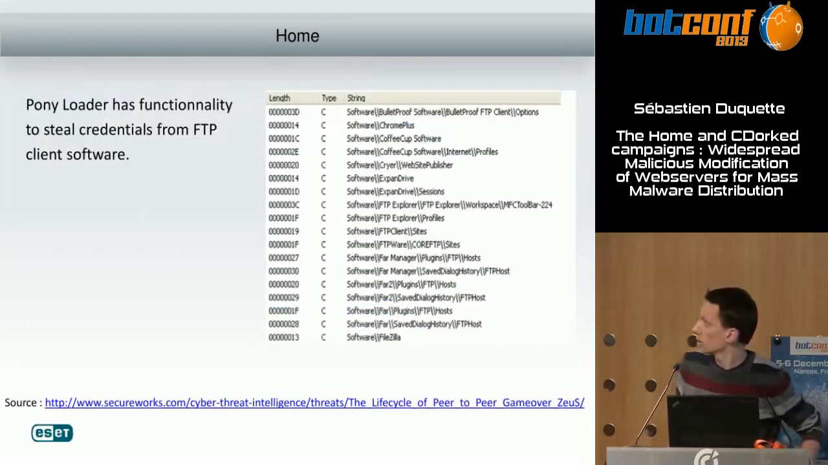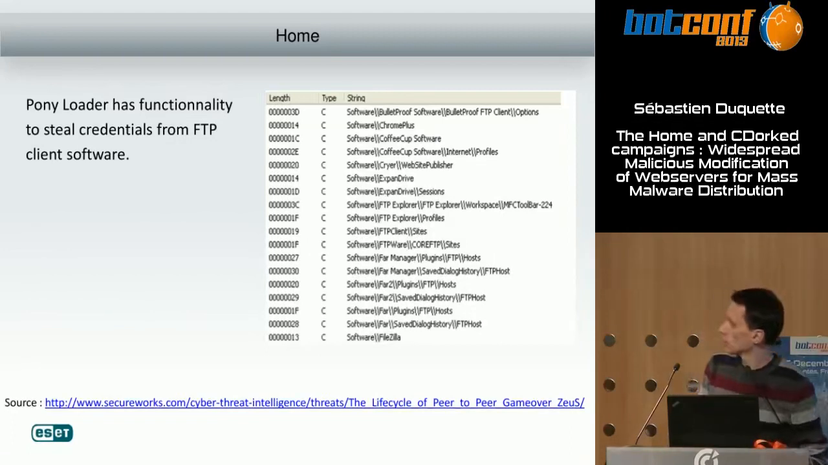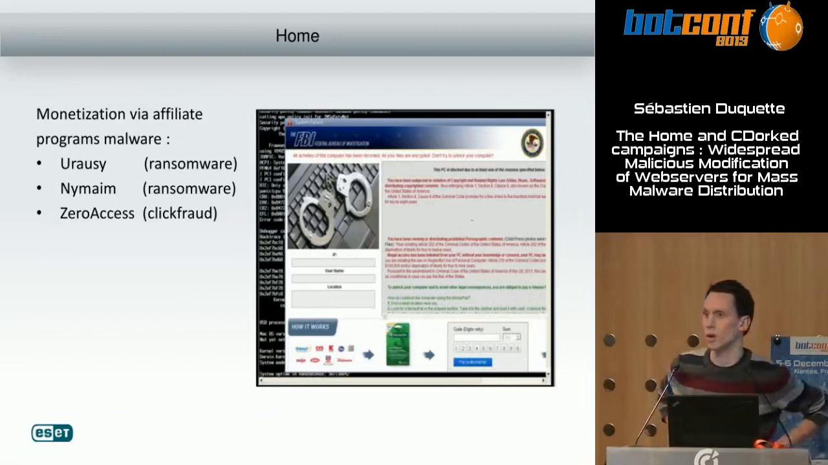Concerning the malware that is distributed, one of them is Pony Loader, which has downloader functionality, but also functionality to steal credentials from many types of client software, especially FTP software. So we think that's probably the way they get access to the server where they install the Apache modules, the Dark Leech modules. They're also using affiliate programs, third-party malware, to monetize their traffic. There were two strains of ransomware, Urausy and Nymaim, that were distributed, and also ZeroAccess, which is a very well-known botnet.